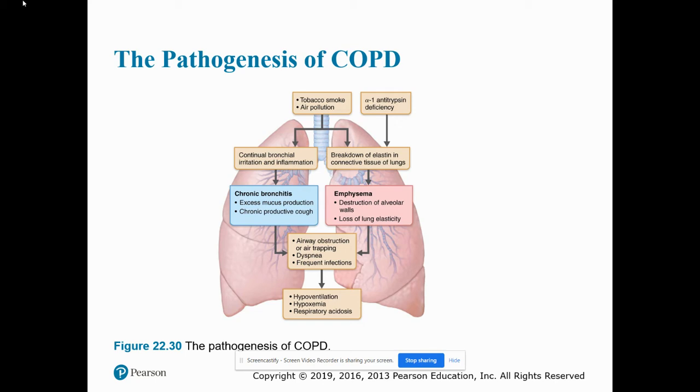So with COPD, we have tobacco smoke and air pollution. We'll go this way first. We have continual bronchial irritation and inflammation. And then chronic bronchitis, we have excessive mucus production, chronic productive cough. Let's go this side. This alpha-1 antitrypsin deficiency. We have breakdown of elastin and connective tissues of lungs. And then emphysema would be the destruction of the alveolar walls, loss of lung elasticity. Both cause airway obstruction or air trapping, dyspnea, frequent infections, and this is going to lead to hypoventilation, hypoxemia, and respiratory acidosis.